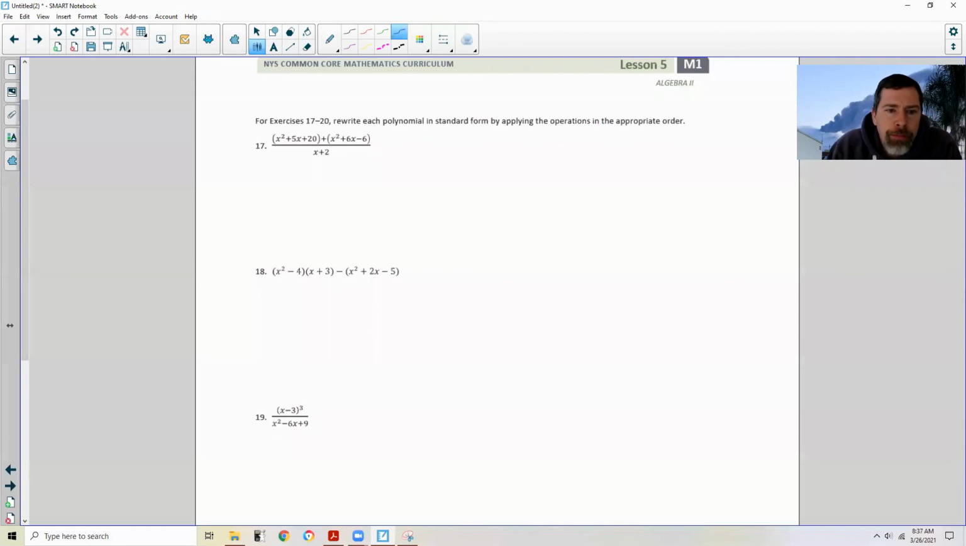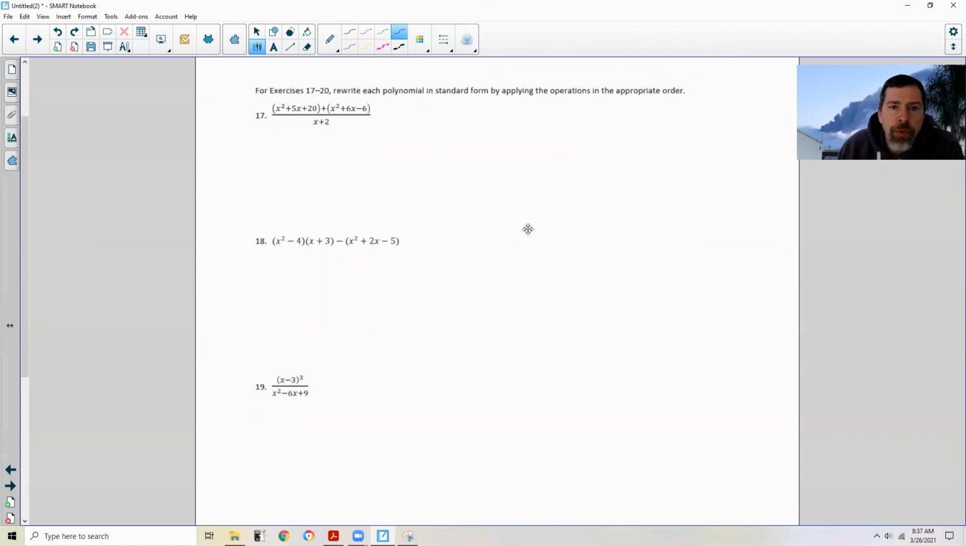Okay, page 4. It says for exercises 17 through 20, rewrite each polynomial in standard form by applying the operations of the appropriate order. Appropriate order. Let's recap.